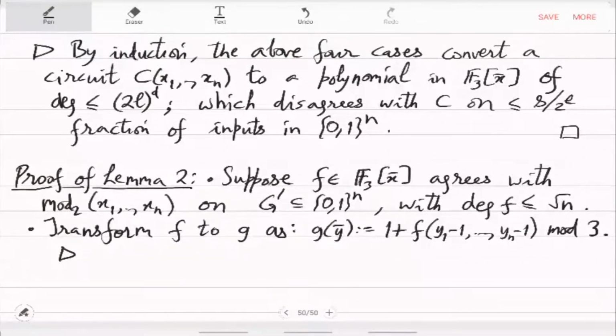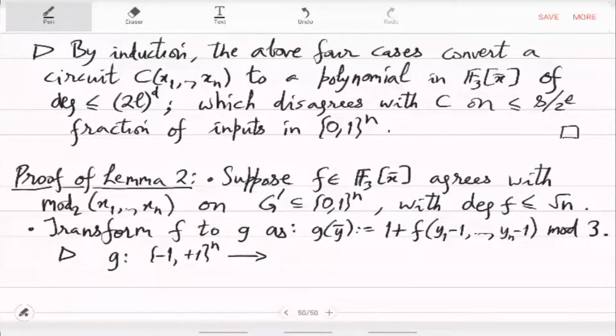So for minus 1, plus 1, if you feed this in g, okay, so you are taking yi to be, let's say you take y1 to be minus 1, then what is y1 minus 1? It is minus 2, which mod 3 is 1. When you are taking y1 to be 1, then y1 minus 1 is 0, right. So actually we are converting 1 to minus 1, 0 to 1.